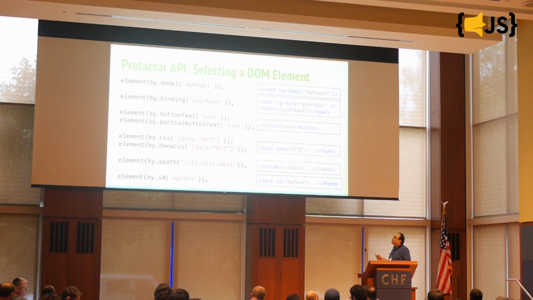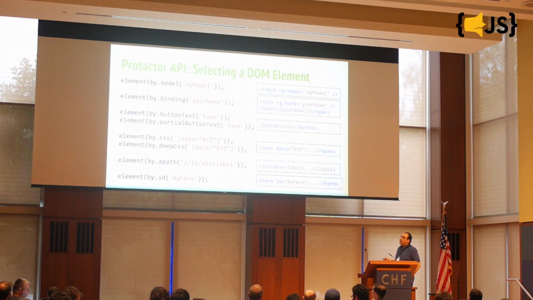We have a powerful partial button text locator as well. This is missing from Selenium. So this is something which you get only with Protractor. The idea is you can do a partial match. You don't have to have an exact match of the text. So if you have multiple buttons on this page, this will pick all the buttons which contain the word save in the title.